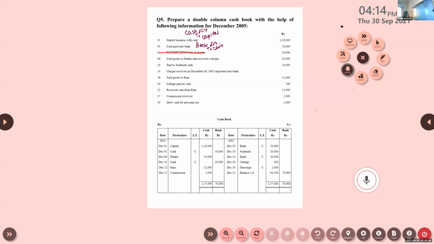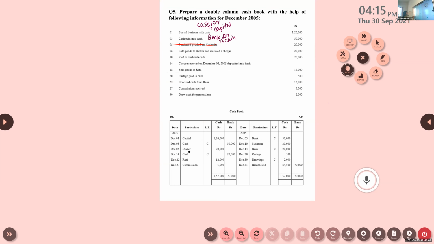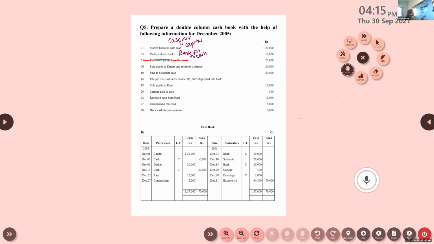So let us discuss the answers now. Yes. So the first entry, cash account debtor to capital. Same way as you post it to the ledger, same process is done. Cash account is debited. So on the debit side, you will write capital, and the amount will be written in the cash column, 1,20,000.